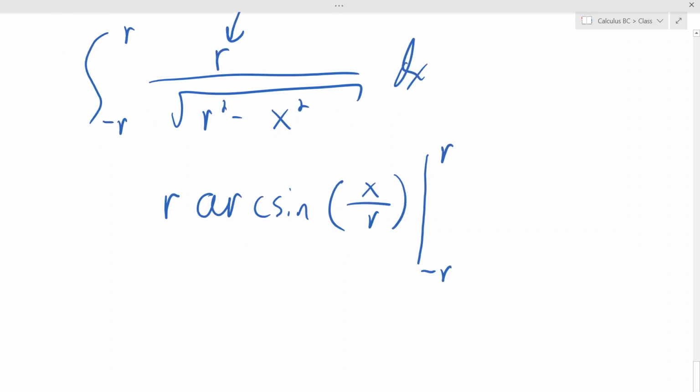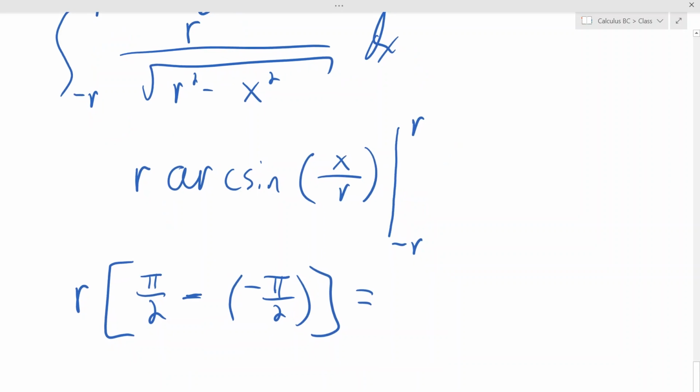And we'll go from negative r to r. When you plug in r, you get arc sine of 1. Well, guess what that is? It's pi over 2. Minus, when you plug in negative r, you get arc sine of negative 1. Well, guess what that is? It's negative pi over 2. Boom. Pi over 2 minus negative pi over 2 is actually pi. So this answer is pi times r. But that was only half of the circle, which proves the circumference of a circle is 2 pi r. You're welcome. That's incredible. Oh my gosh. Okay.